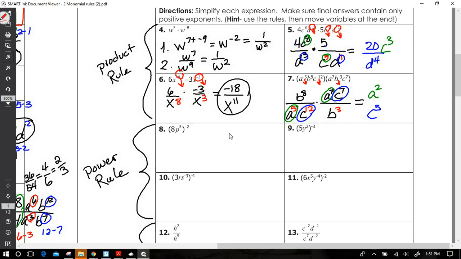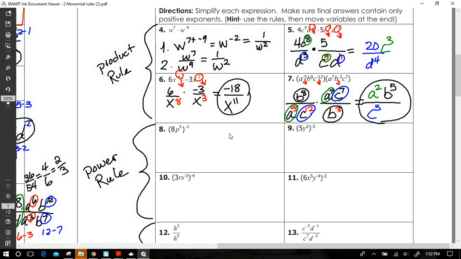And now let's do the B's. I have B to the 8th on top, B cubed on bottom. 8 is bigger than 3, so B will stay on top. 8 minus 3 is 5. And that is my final answer.